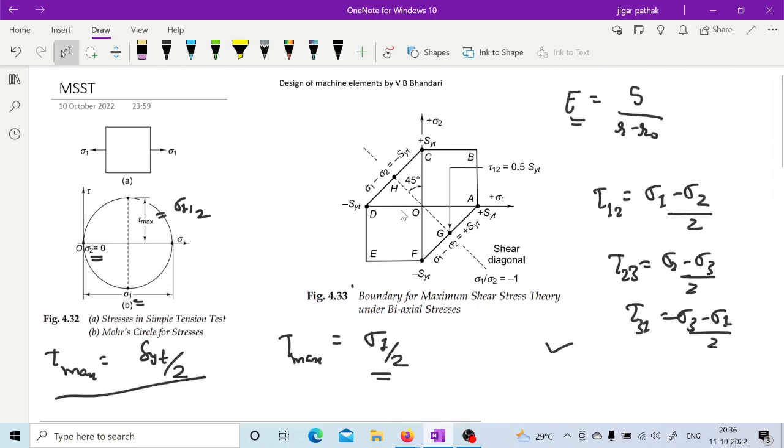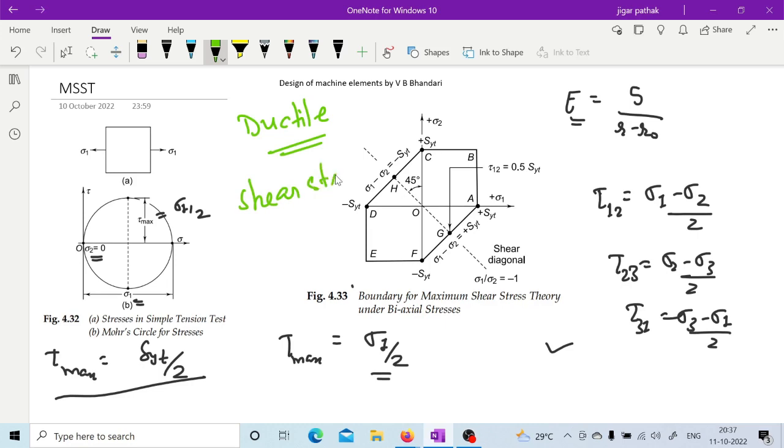So is this due to the shear stress? Sorry. This MSST is generally applied for ductile material, right? And in MSST you are considering shear stress only, so it is out of question to ask about this shear stress.